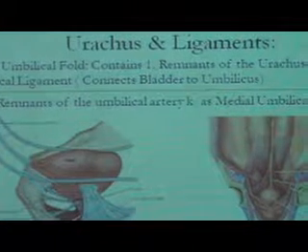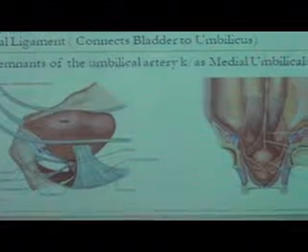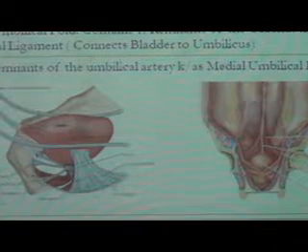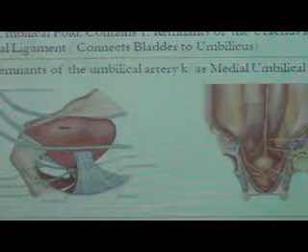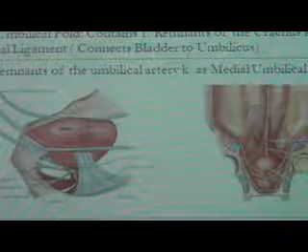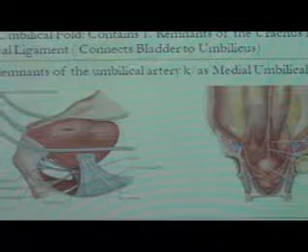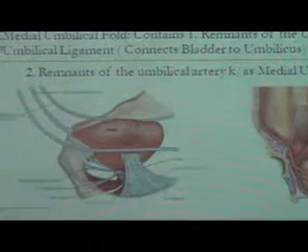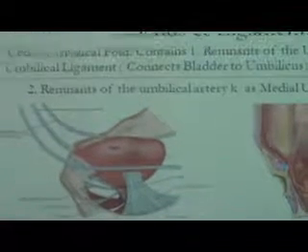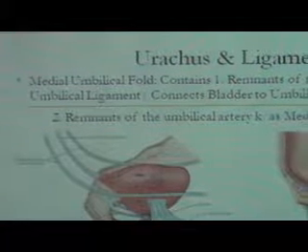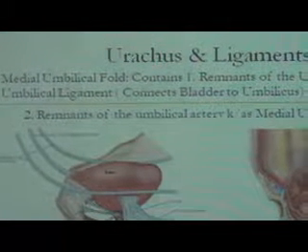We have to concentrate on the medial umbilical fold, because this fold contains two structures. One is the remnant of the urachus, situated centrally, and this remnant of the urachus is called the median umbilical ligament, which connects the urinary bladder to the umbilicus. The second structure present in the medial umbilical fold is the remnant of the umbilical artery, called the medial umbilical ligament. We can appreciate this in the diagram.